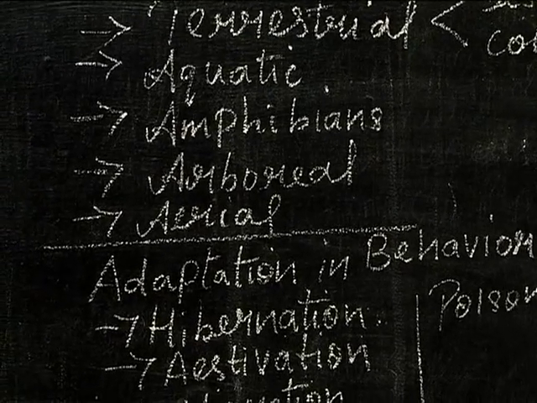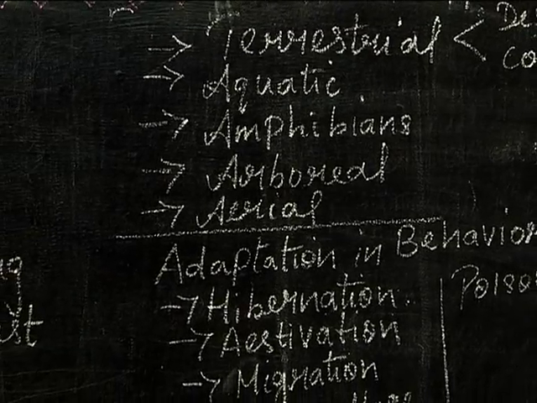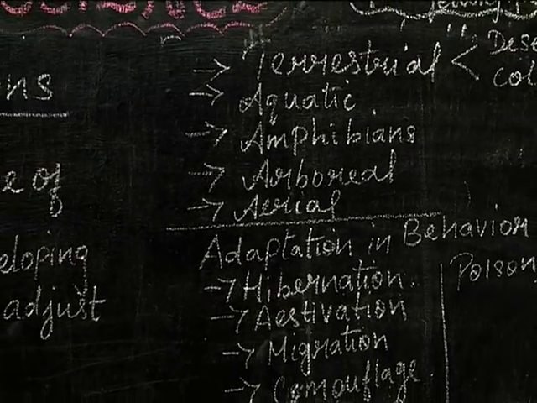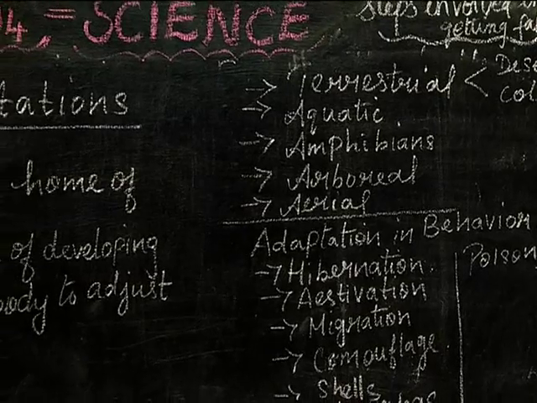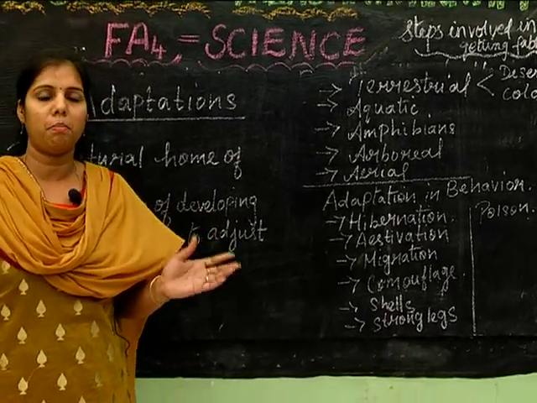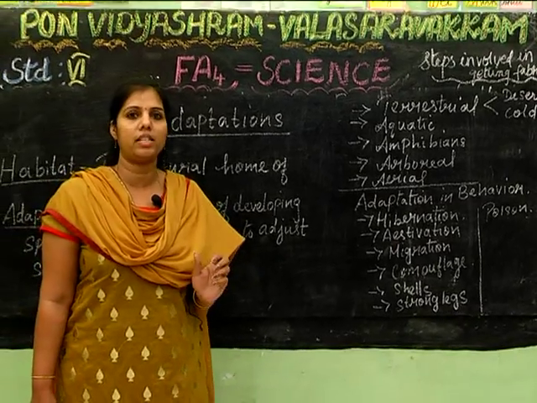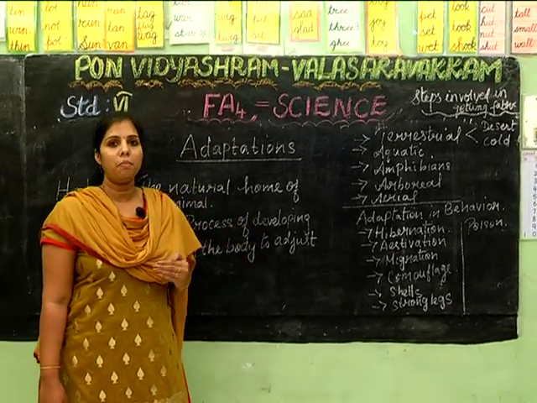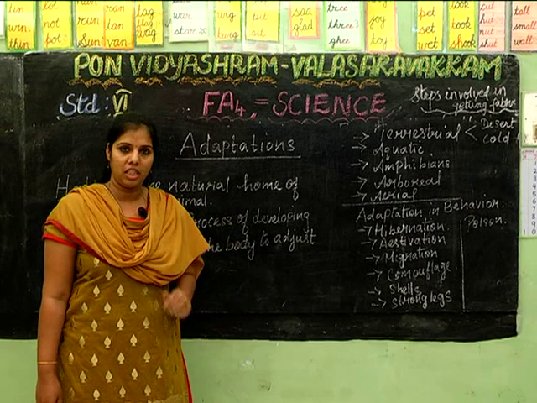First, we will talk about the terrestrial. Terrestrial animals are the animals which live on the land. For example, lion, elephant, deer. There are so many examples; I am just giving you a few. They adapt themselves to survive on the land.